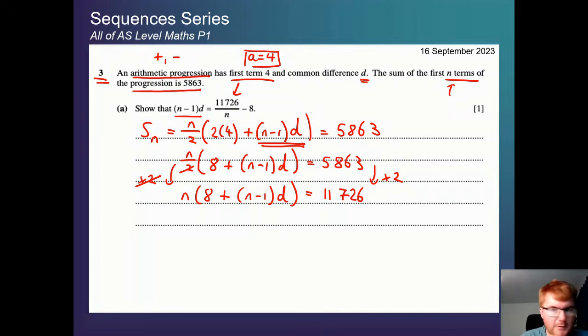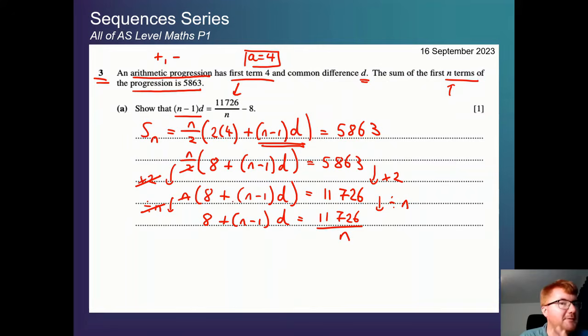I'm not too far away. Now let's get rid of this n. So the opposite of timesing by n is dividing by n. You see I'm slowly building towards what we need to show. This cancels, leaving us with 8 plus n-1d. And we're dividing by n, so we can just write this as a fraction, getting very close to what we need.